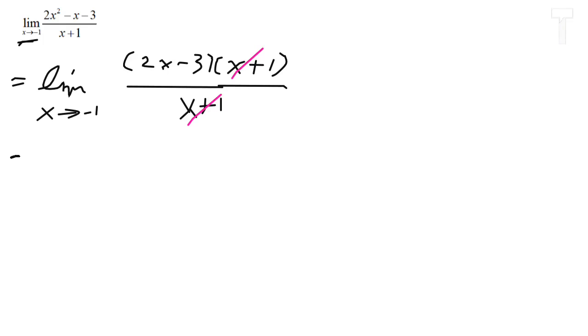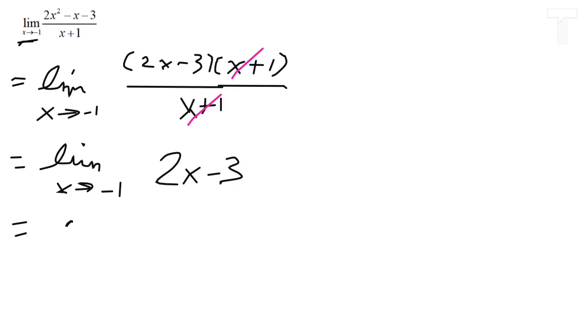And what I have is that this expression is equal to the limit as x approaches negative 1 of 2x minus 3. Now when I go to plug in negative 1, there's no problem. It's going to be 2 times negative 1 minus 3, which makes negative 5.